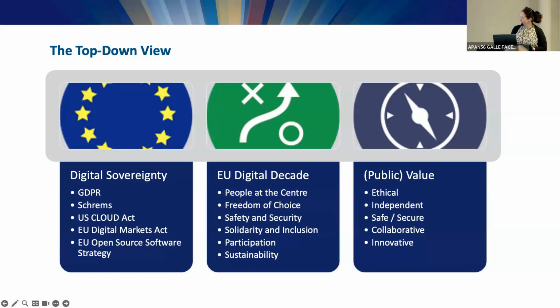There's a couple of other things that are happening over in the EU. The EU does have an open source software strategy, but it's sort of sat in the background and not much has happened with it for a long time. And it's also running out in 2024. So we need to think about what we're doing there. There's also something in the EU called the EU Digital Decade, and that's all about putting people at the centre, providing freedom of choice, safety and security, participation, sustainability.